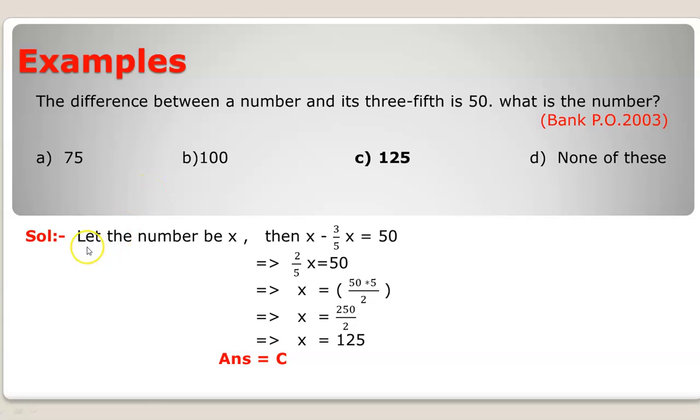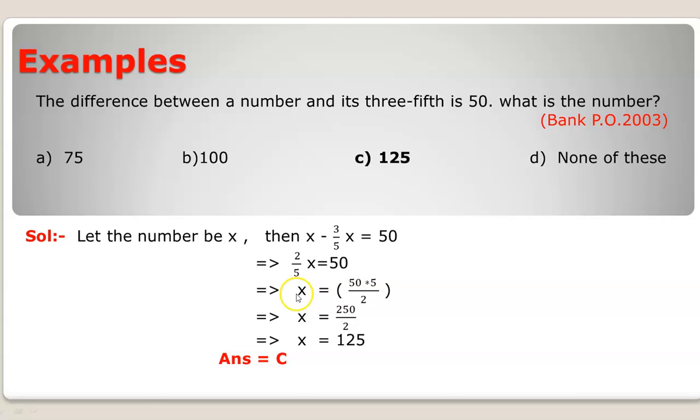Solution is that let the number be x. Then observe the question. The difference between a number, difference means a minus, between a number and its 3/5 is 50. That's why x minus 3 upon 5x is equal to 50. Now calculate this term. 5x minus 3x divided by 5. So 2x upon 5 is equal to 50.